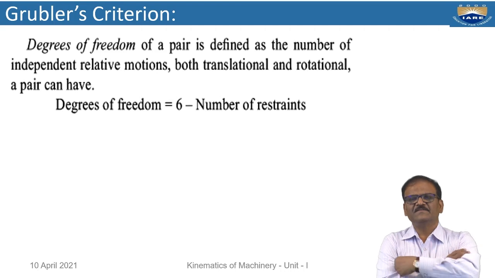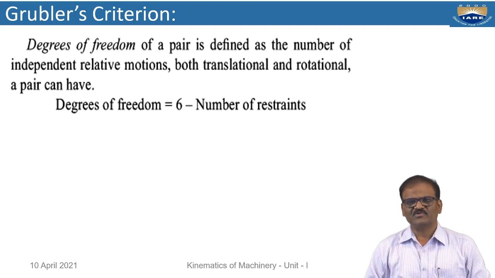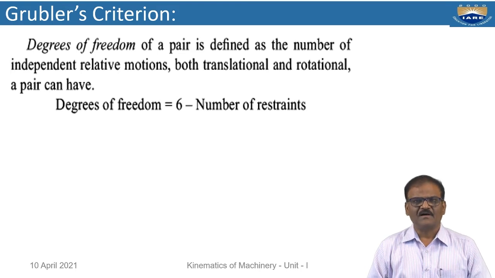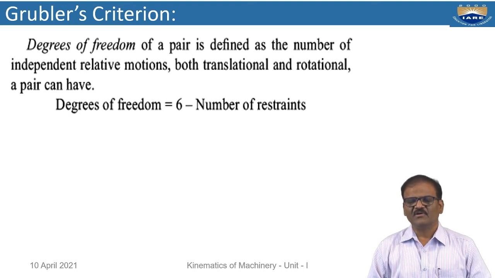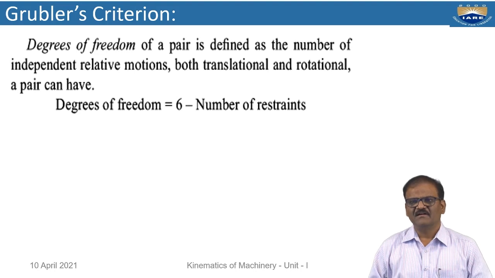Further, the degrees of freedom of a pair is defined as the number of independent relative motions, both translational and rotational, a pair can have. It is defined as degrees of freedom equals 6 minus number of restraints. Restraints means where you are going to constrain that particular degree of freedom, either translational or rotational.